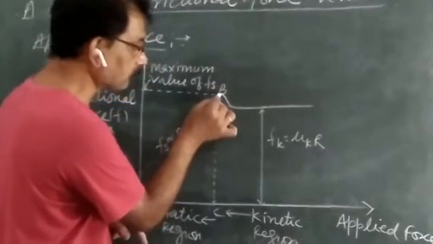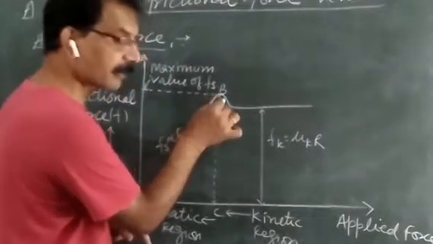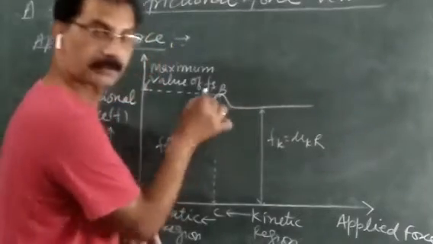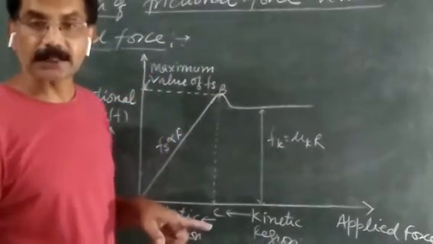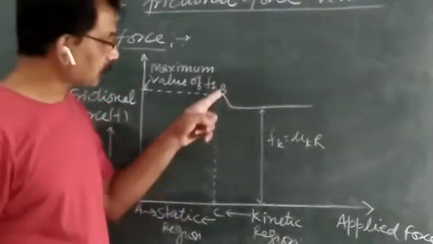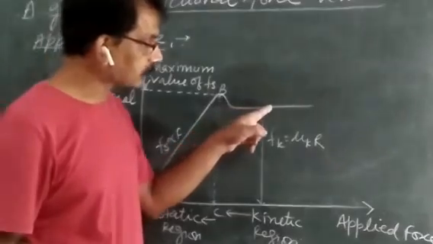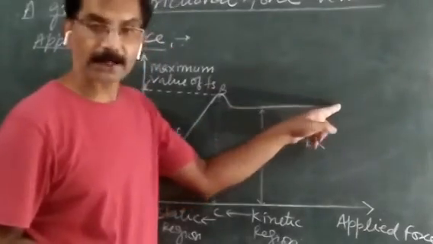इसका मतलब यहाँ maximum static friction से जब kinetic friction में आएगा तो kinetic friction maximum static friction से कम हो जाता है, घट जाता है. So kinetic friction is slightly less than the maximum static frictional force. And in this way, a constant kinetic friction will start to act on the body.